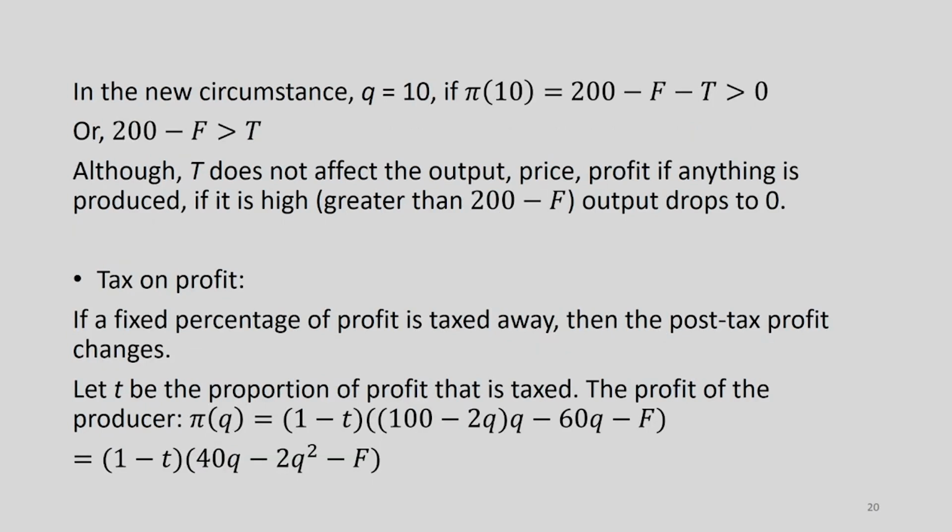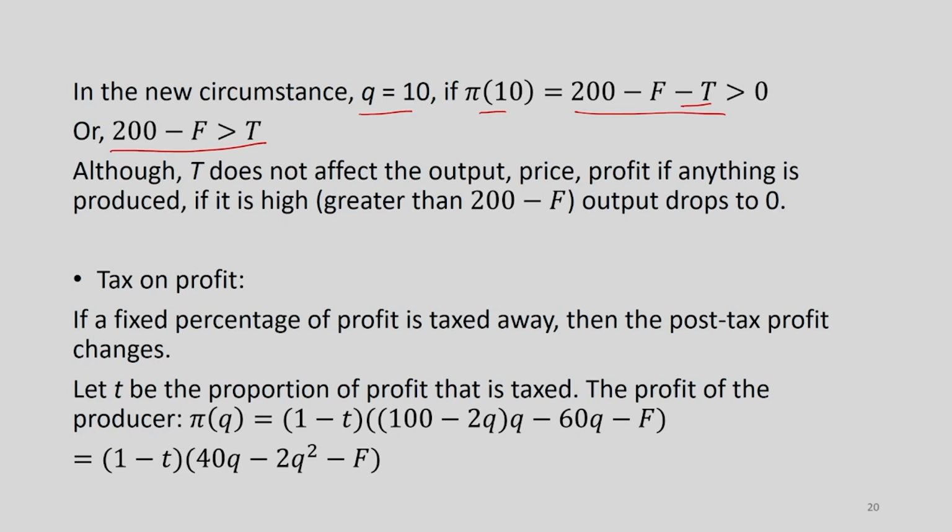In the new circumstance, if Q is equal to 10, that is the optimal quantity that has remained the same, the profit is given by 200 minus F then minus T. So, this has to be greater than 0, right, that we have seen. The maximized profit or the optimal profit cannot be negative, and that boils down to 200 minus F greater than T. Earlier it was 200 minus F greater than 0.